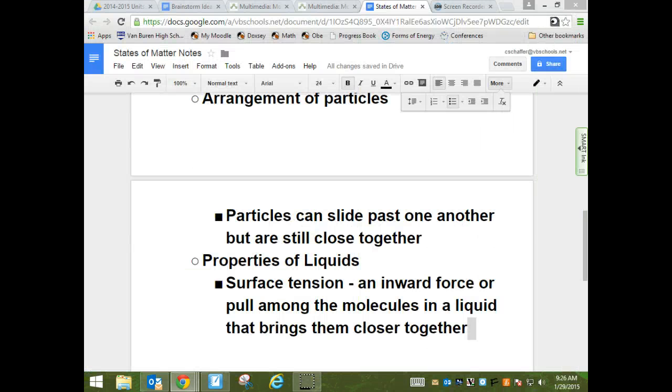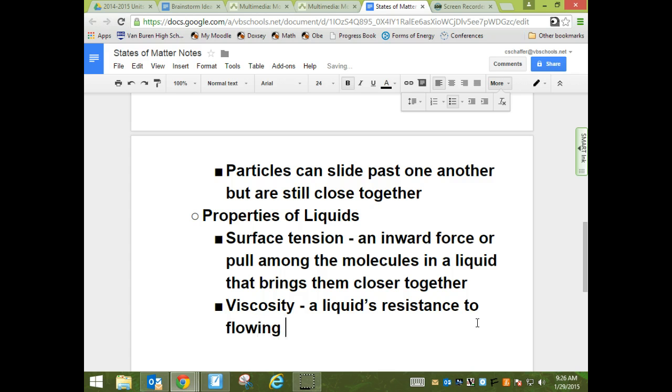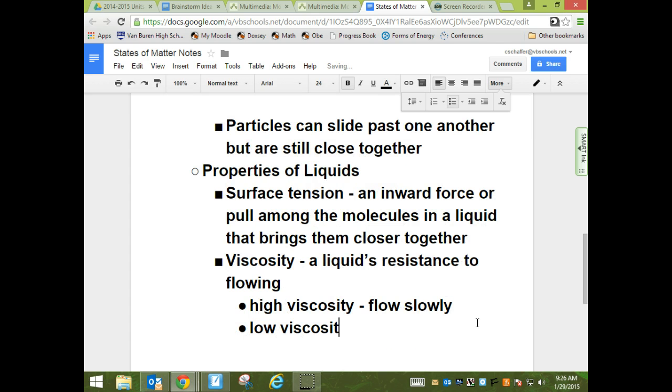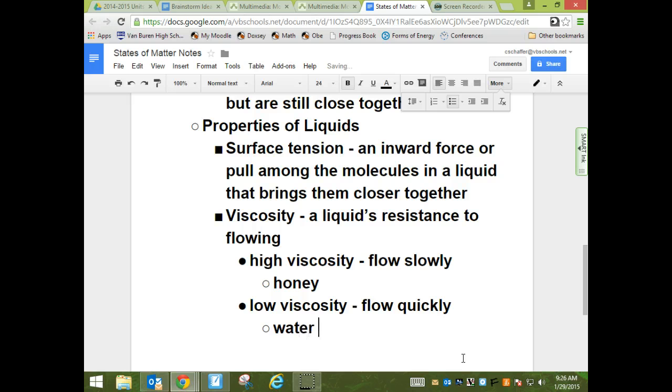So I need to add the word viscosity. It's our other property. And so a liquid's resistance to flowing. And so it's how the liquid doesn't want to flow. And so this always gets confusing. A high viscosity means liquids flow slowly. A low viscosity means liquids flow quickly. And examples of these would be high viscosity would be honey, low viscosity would be water or vinegar.